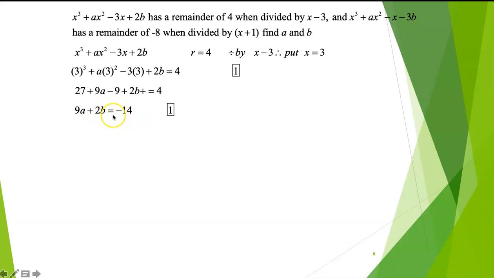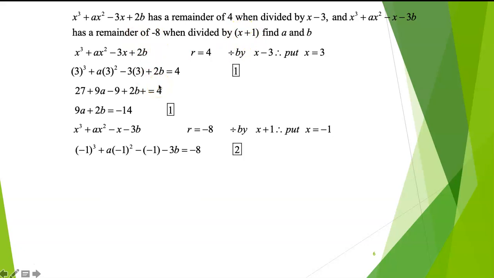Because we've got two unknowns, to solve them simultaneously you need to have two equations. So now let's come to the second equation, and we will do exactly the same. Second polynomial, substitute x equals 1 and set it equal to the answer of -8. Substitute, rearrange, and you get those two equations.